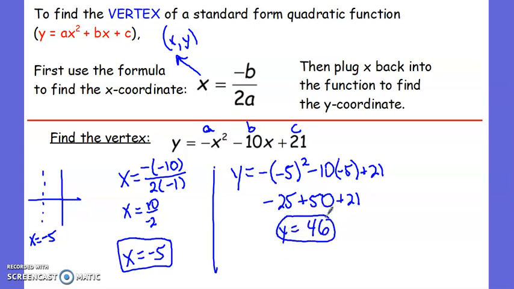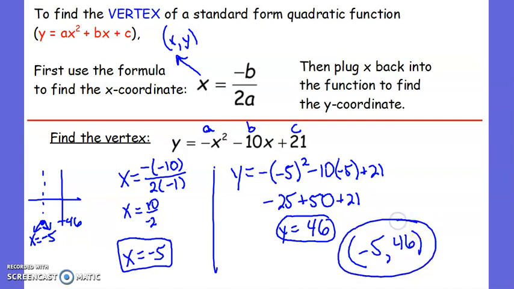So my vertex is going to be way down here. Let's just call this 46. And I'm going to have a parabola again opening downward from there. So not a lot of room there. But again, y equals 46 means vertex of negative 5, 46. And I have a pretty good idea, again, of what my parabola is going to look like already with just a little bit of detail.